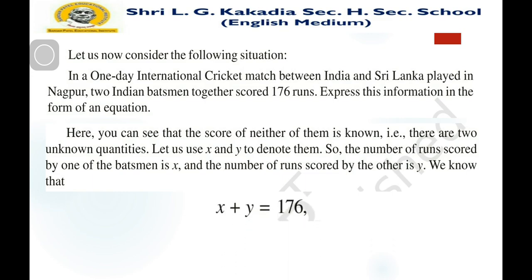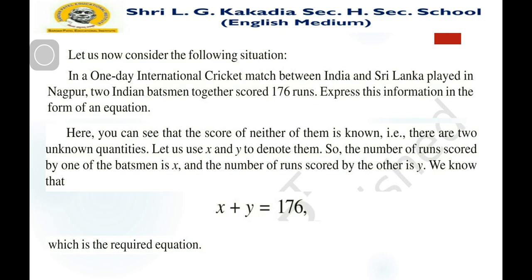So we can denote the problem in algebraic representation as you can see here. x plus y is equal to 176, meaning the sum of the scores of the batsmen is 176. So x plus y is equal to 176. x is the number of runs scored by the first batsman, y is scored by the other, and the sum of both scores is 176, which is the required equation.